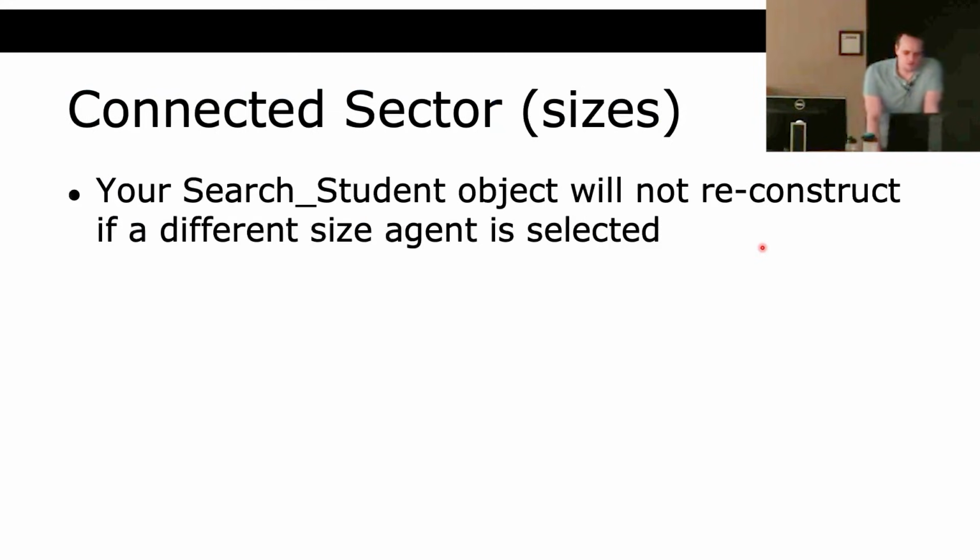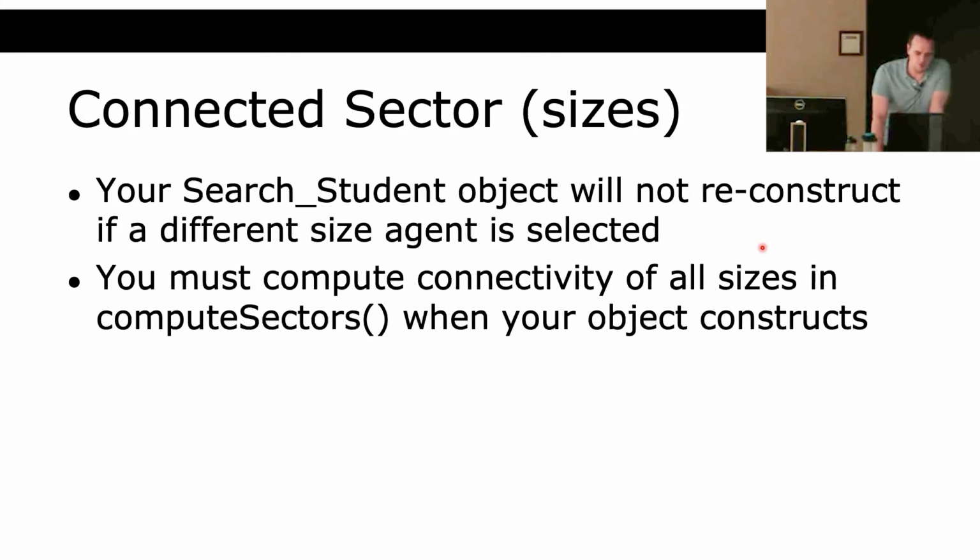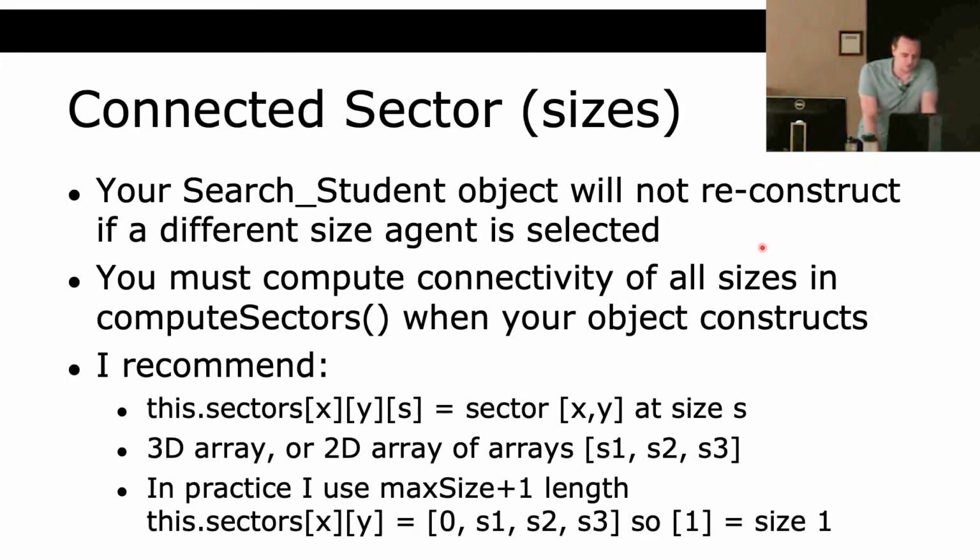So your search student object will not, I should have just waited. I forgot that I had a slide on this. It will not reconstruct if a different object size is selected, so you must compute connectivity of all sizes in compute sectors when your object constructs. So instead of having just this dot sectors xy, you just have another dimension on there. So each of those is actually a little array, and so this is the sector xy at size s. So you can use a 3D array or a 2D array of arrays, however you think about it in your head that makes it easier is fine.